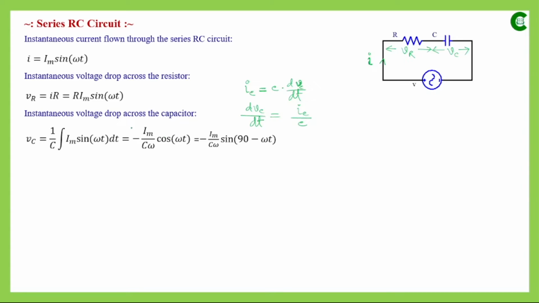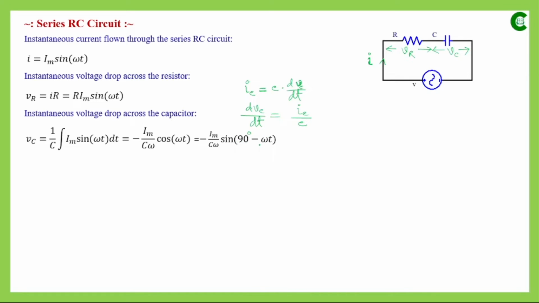Now since we are finding the voltage drop across the capacitor, and we want to represent it in terms of a sinusoidal signal, cos omega t can be written as sin of 90 degree minus omega t. That can also be written as 90 degree plus omega t, but since we have a negative sign outside, if we take that inside, it will make the angle minus 90 degree minus omega t.